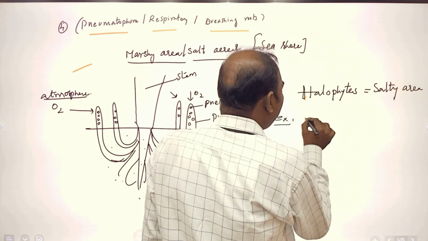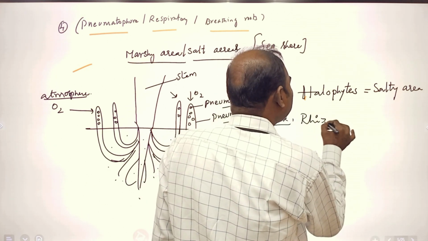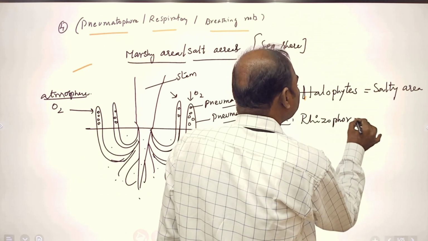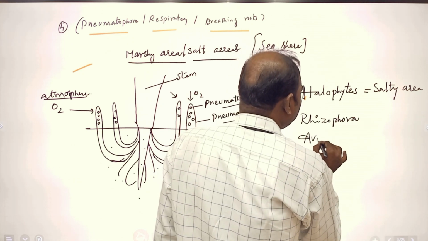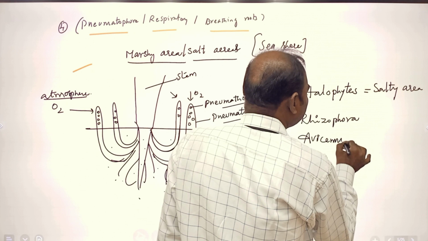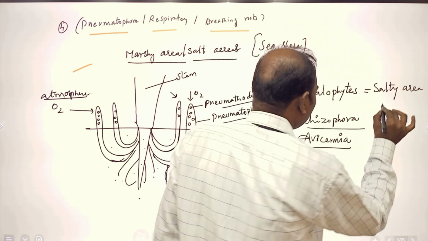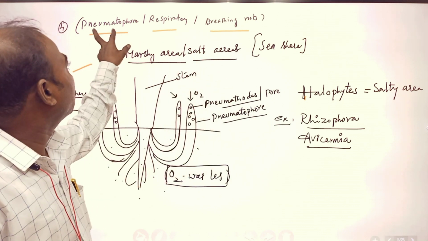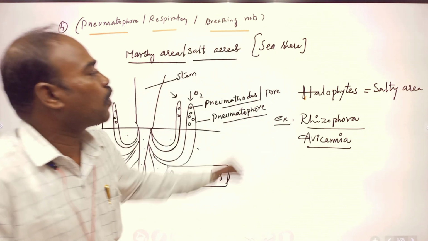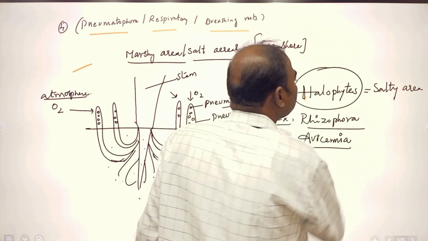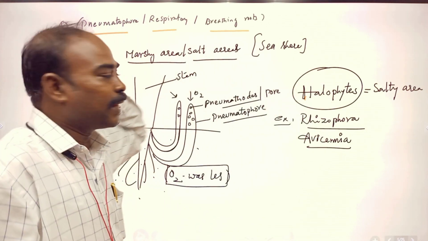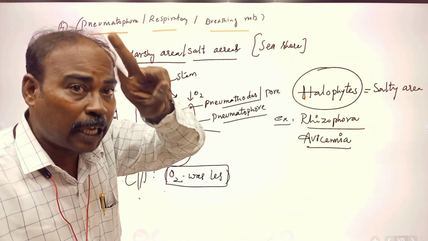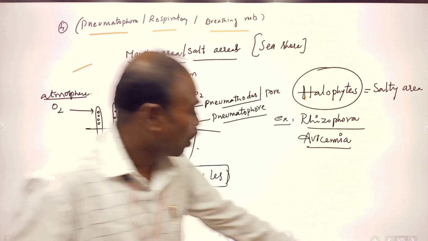Examples, Rhizophora, Avicennia. Pneumatophores, the respiratory roots, are found in halophytes. Halophytes means salty area. This question was asked 2 times in the NEET examination. How did they ask the question? Let us see.